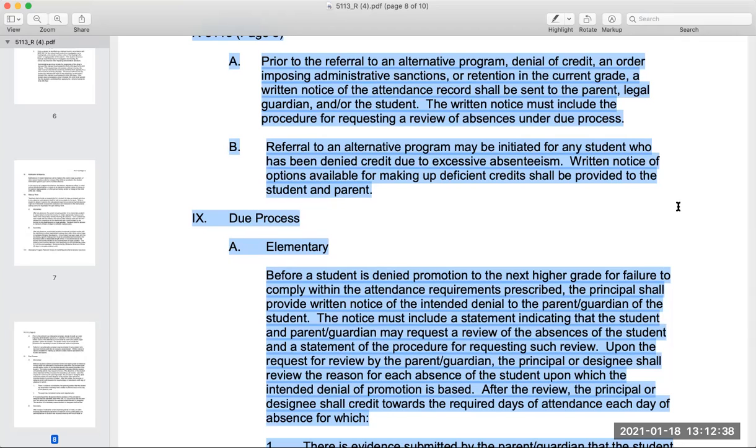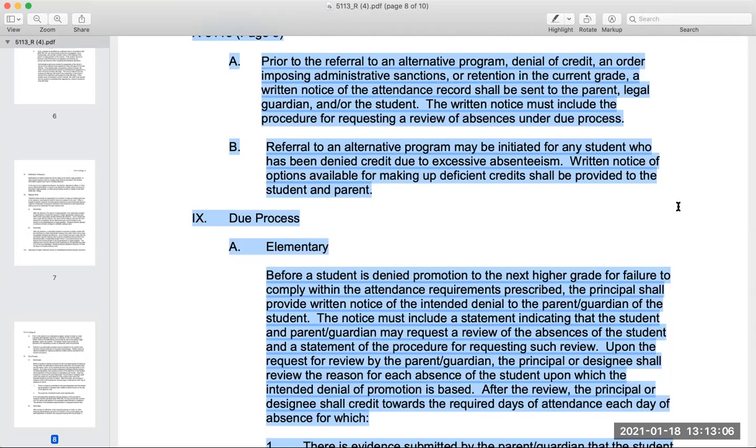IX. Due process. A. Elementary. Before a student is denied promotion to the next higher grade for failure to comply with the attendance requirements prescribed, the principal shall provide written notice of the intended denial to the parent/guardian of the student. The notice must include a statement indicating that the student and parent/guardian may request a review of the absences of the student and a statement of the procedure for requesting such review.